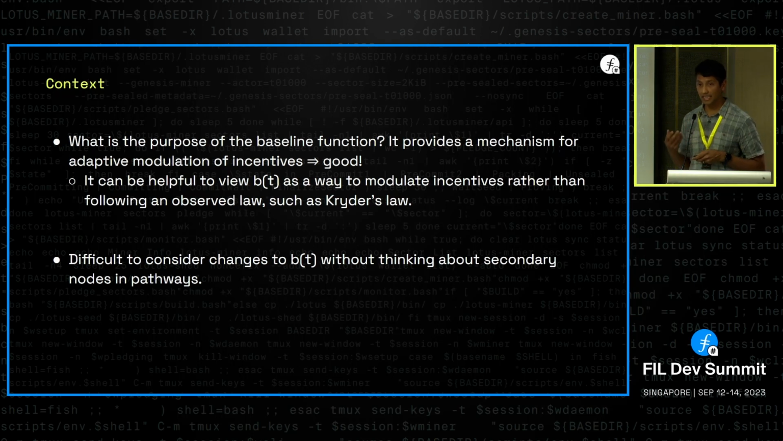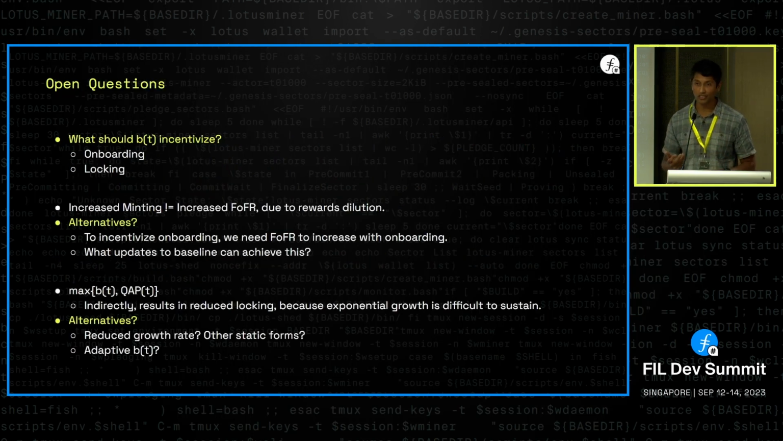And just things to keep in mind when we're talking about the baseline: if we look at these pathway diagrams, we notice that it's very difficult to consider changes to the baseline without thinking about all the other nodes in the pathways that were shown. So I think the open questions to discuss are: if we think about baseline function as an incentive modulator, what should it be incentivizing? Should it be incentivizing onboarding or locking? Noting that increased minting does not equate to increased fill-on-fill returns. Is that something that we want to rethink?